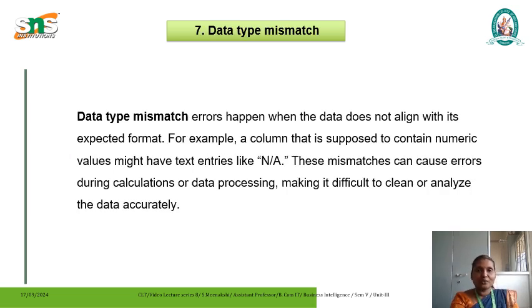Then the final type of error is called data type mismatch. As the name indicates, these kinds of errors happen when the data does not align with its expected format. For example, a column that is supposed to contain numeric values may have text entries like not applicable, in short N/A. So it is impossible to compare if it is like this. So these mismatches can cause errors during calculations or data processing, making it very difficult to clean or analyze the data.